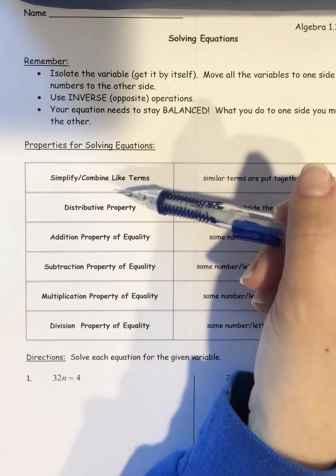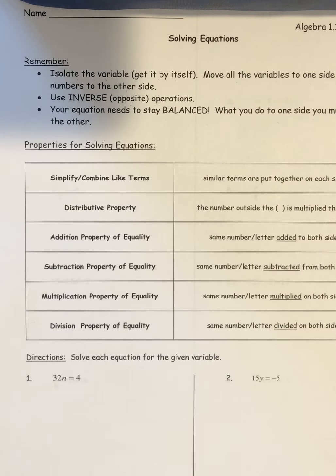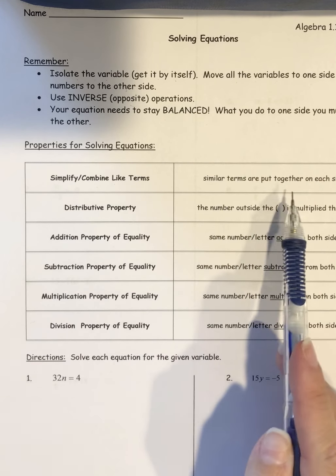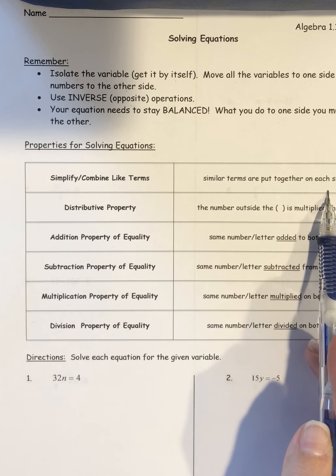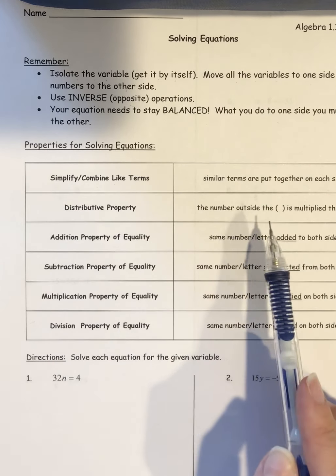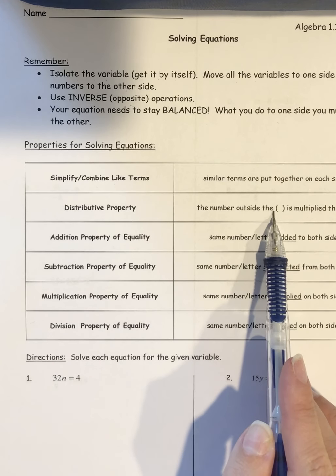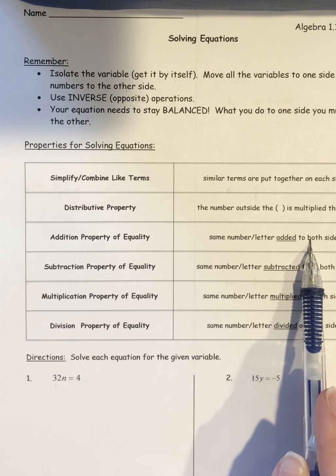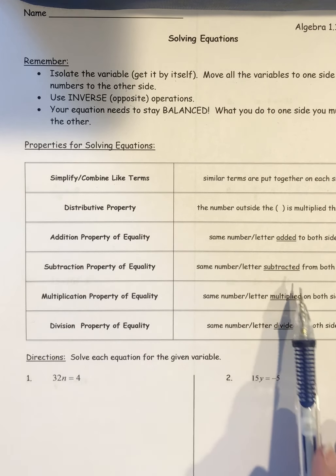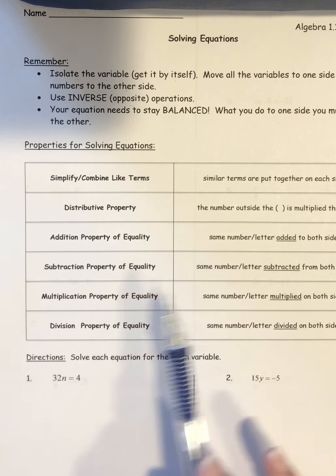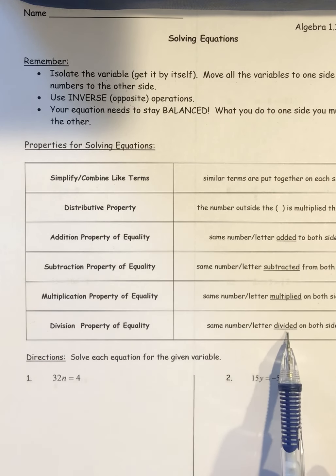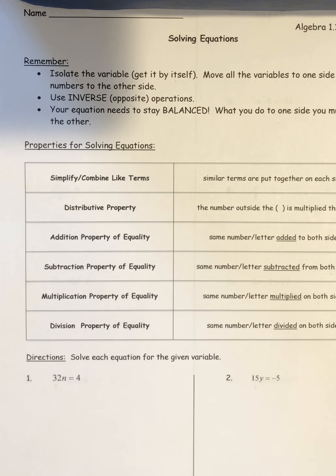Remember, these are all the different properties when we're solving equations. So simplify, combine like terms. It just means you're putting things together that are on each side. Distributive property is where we multiply through the parentheses. Addition properties where we add to both sides. Subtractions when we subtract from both sides. Multiplication is where we multiply on both sides, and division is where we divide on both sides.